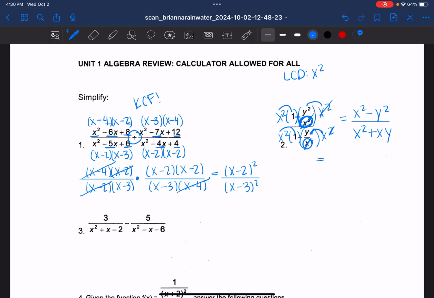I then would factor the top. That's a difference of squares, so that's going to be x plus y, x minus y. And in the denominator, I can factor out an x, which would leave me with x plus y. And then my x plus y's will divide out, and I'm left with x minus y over x.